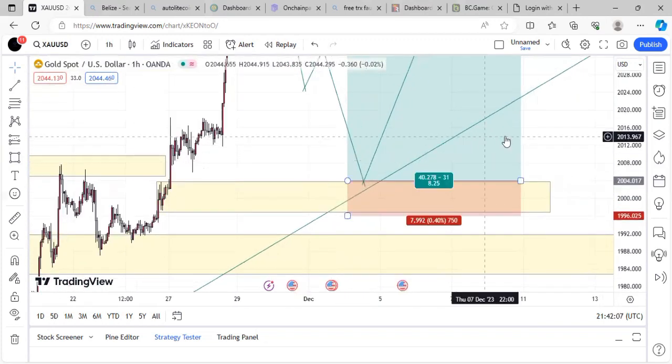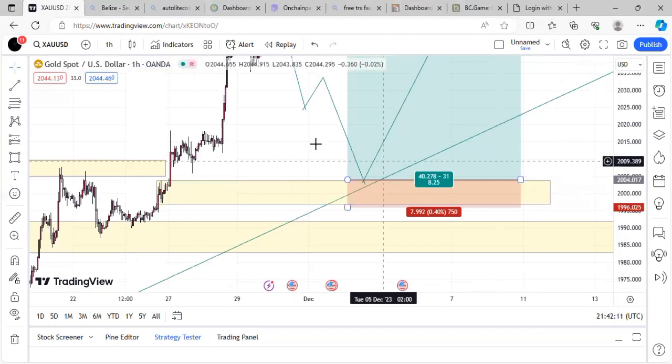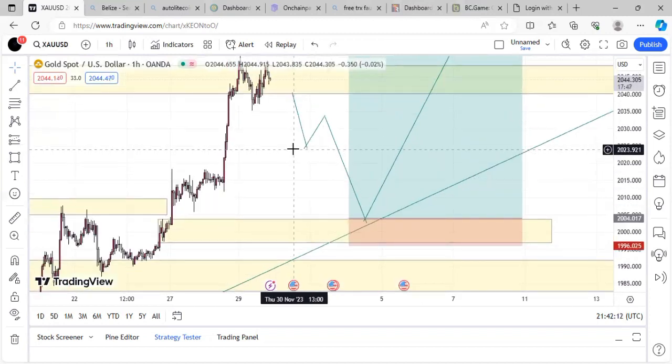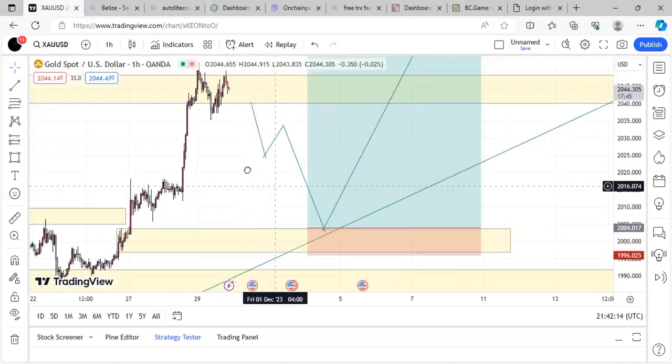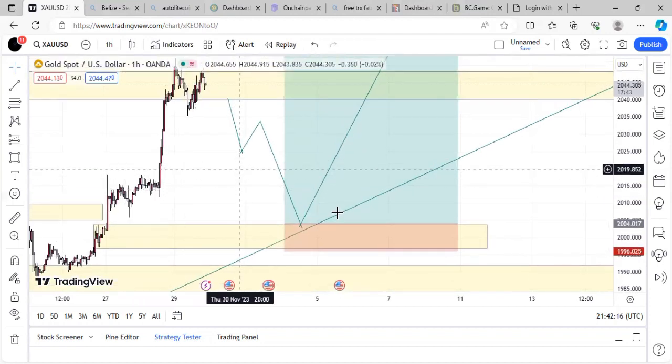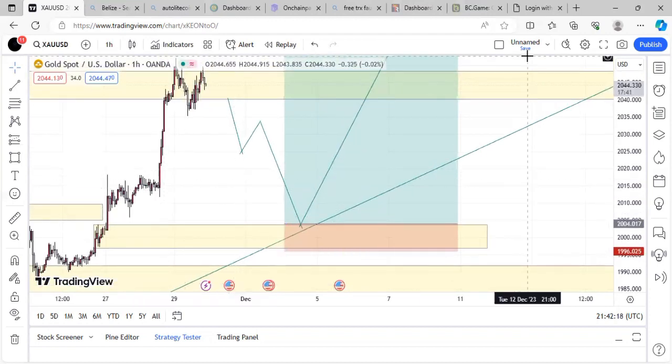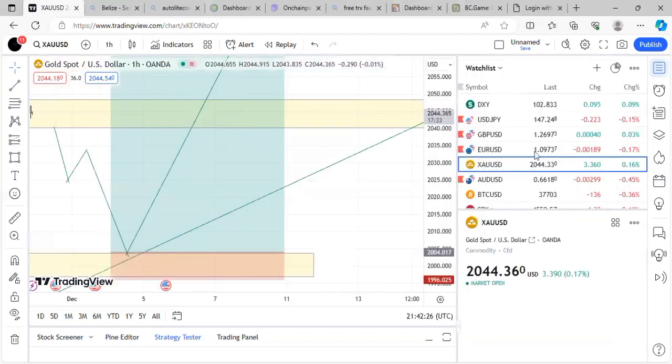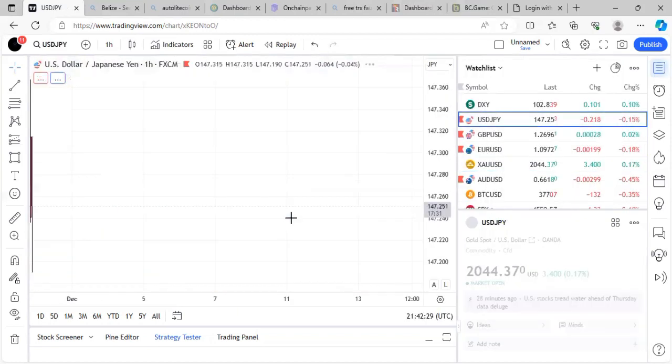So around this region is where I'm looking to, sorry, I'm really tired. It's where I'll be looking to buy gold, right? Around the 2000 region. So that's on gold. I think gold and USD CAD.